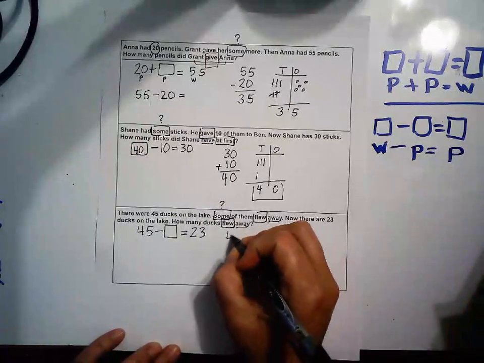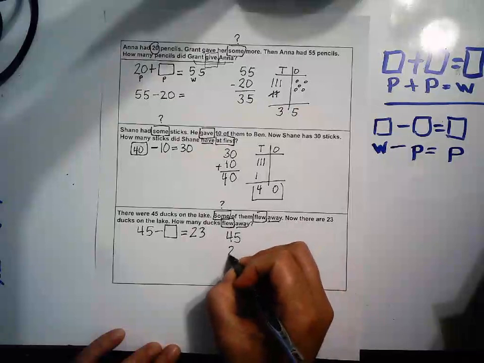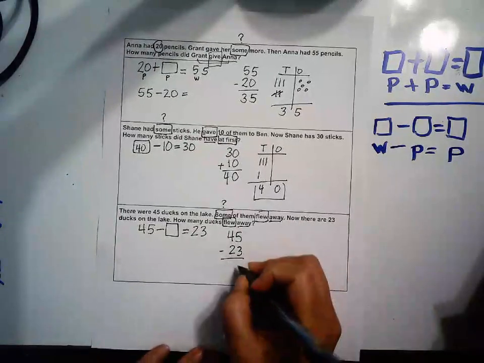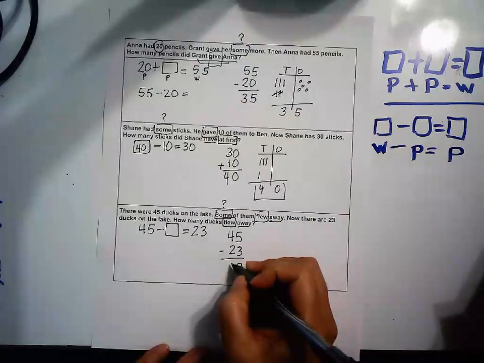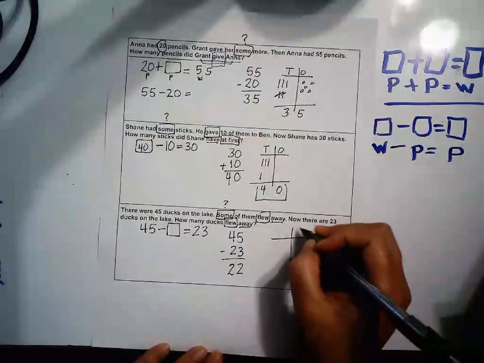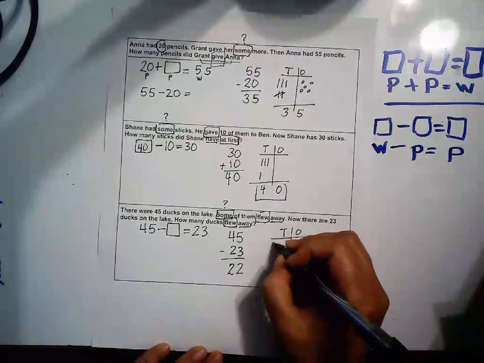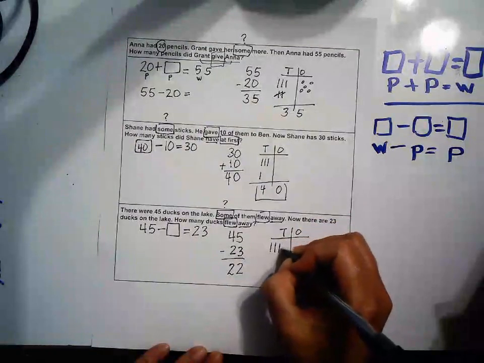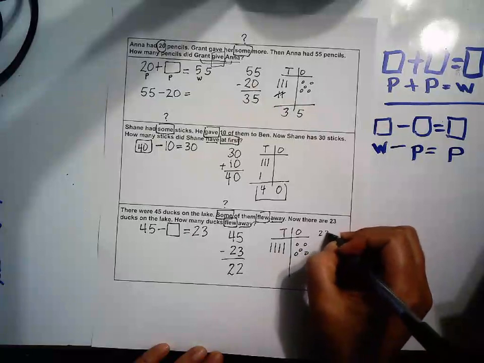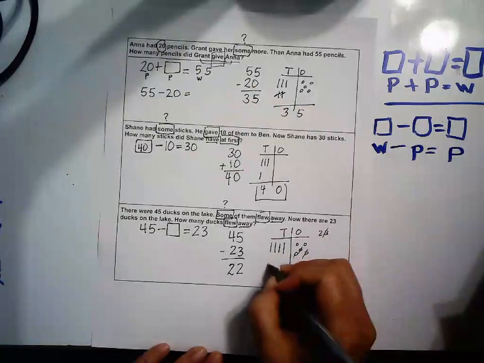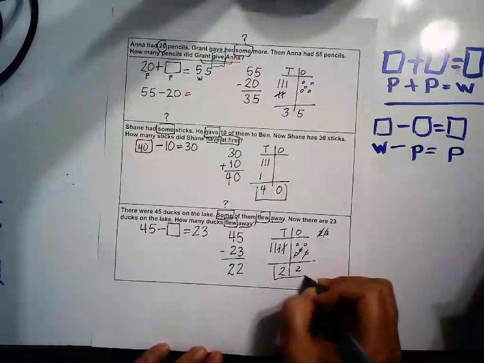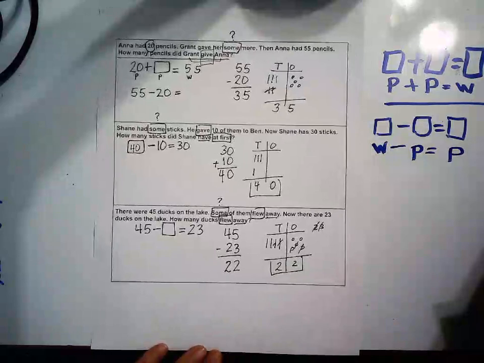So I'm going to subtract 45 minus 23 equals, this is going to be 2 and 2. I can show it with my tens and ones. 45, 1, 2, 3, 4, and then 5, and I have to subtract 23, so I'm going to do the 3 first. 1, 2, 3. I'm left with 2, and then the 2. 1, 2, and I'm left with 2, and my answer is 42.